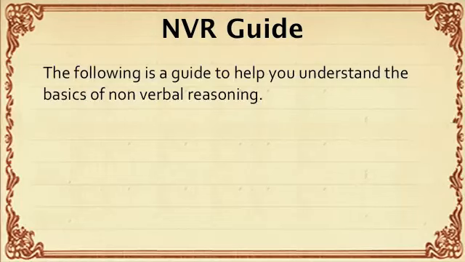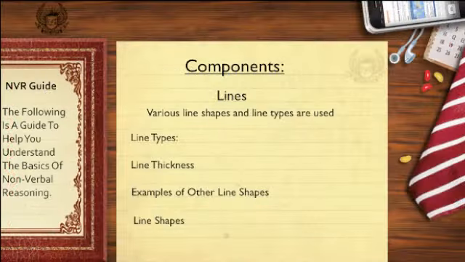The following is a guide to help you understand the basics of non-verbal reasoning. Non-verbal reasoning is always about pattern recognition, and there are many components that can create these patterns. For example, lines, shapes, the shading of the patterns, or shifts in the shapes. For example, lines. There are various line shapes and line types, their thickness or other examples.